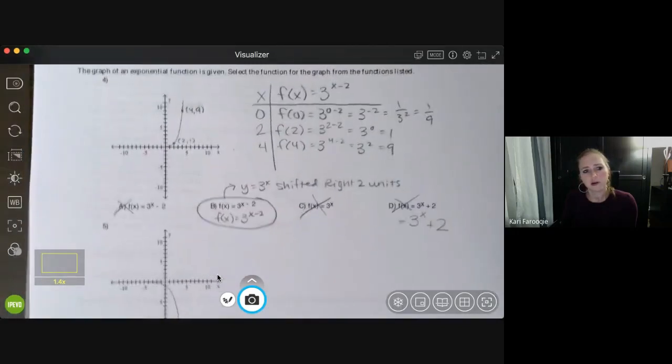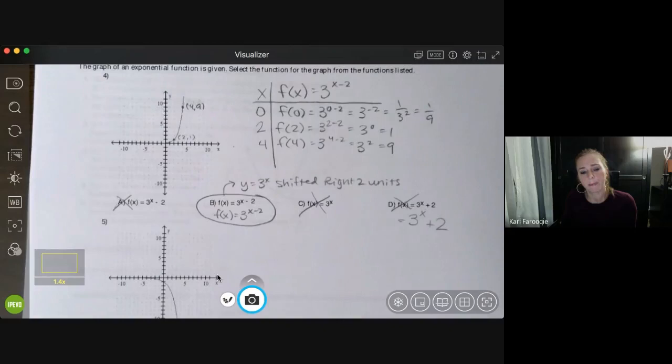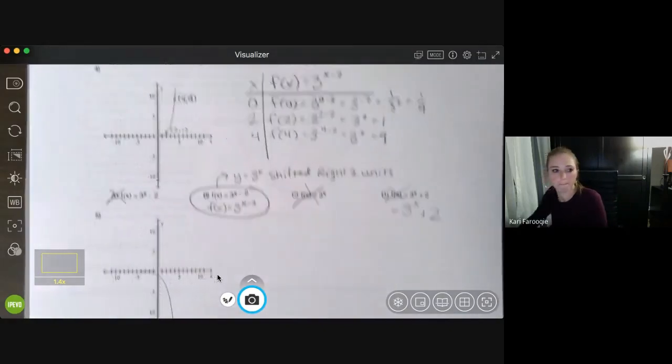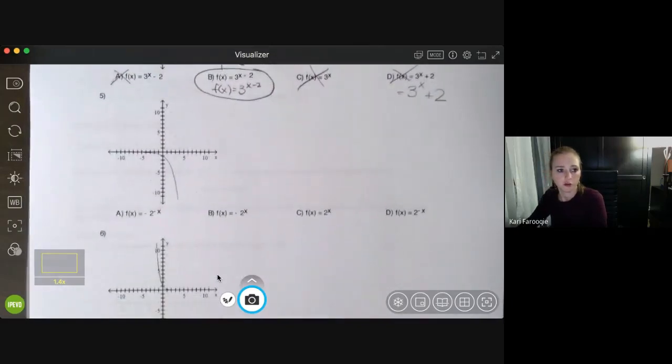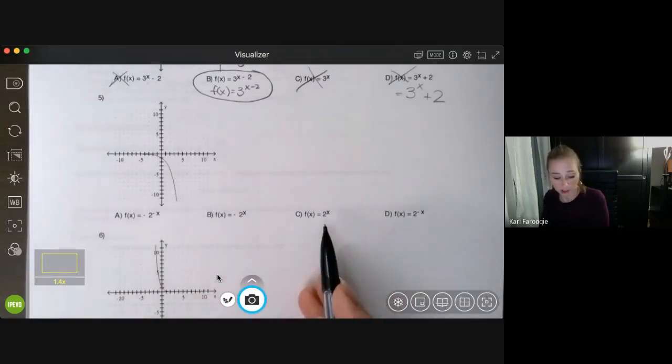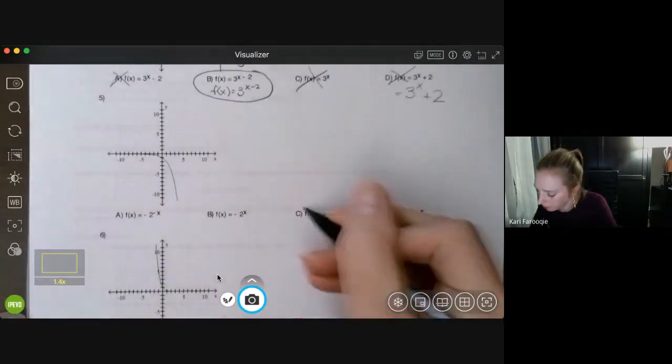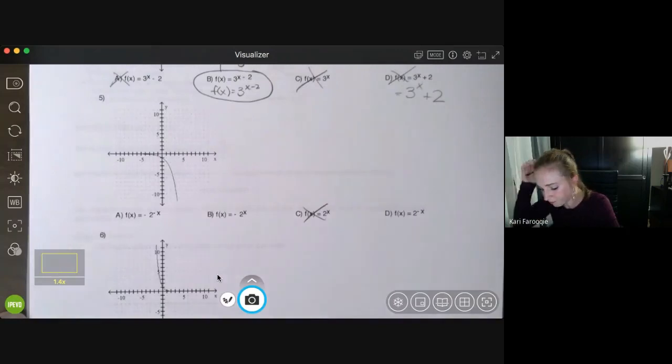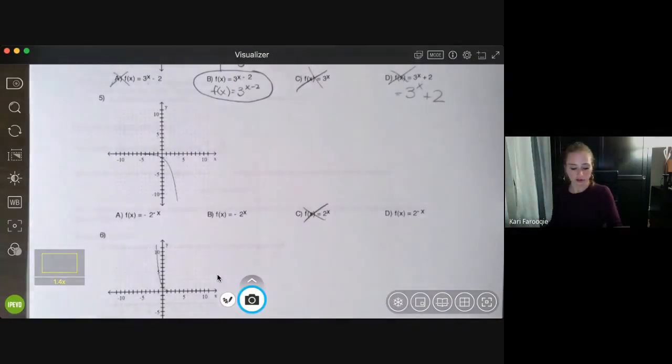Does anyone have a question about number 4? Okay. So number 5, notice the base here is 2. And it can't be 2 to the x because we already graphed 2 to the x and it did not look like this. So that one's out the window. So now your job is to figure out, well, if it's not 2 to the x, which one is it? Well, maybe think about what these transformations do to your graph.